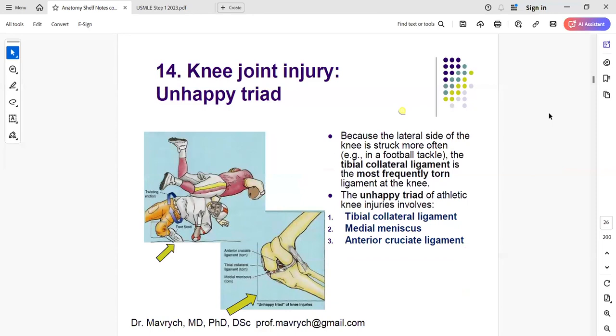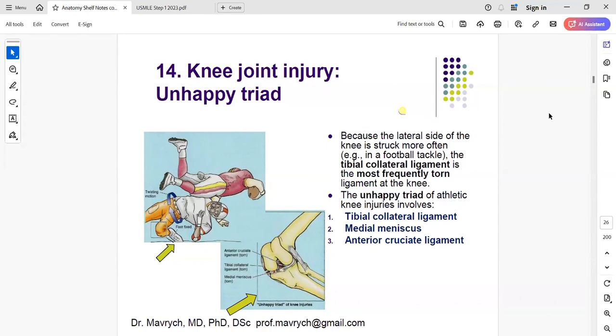Okay, unhappy triad. Usually happens in vigorous players, athletics. What happened is that the lateral side of the knee is struck, right? For instance, in a football tackle game. And obviously the tibial collateral ligament is most frequently torn. The unhappy triad is tibial collateral ligament, the medial meniscus. So again, just go into that brainstorming phase. You have to touch the lateral aspect of your knee and just hit it with a punch. What happens?